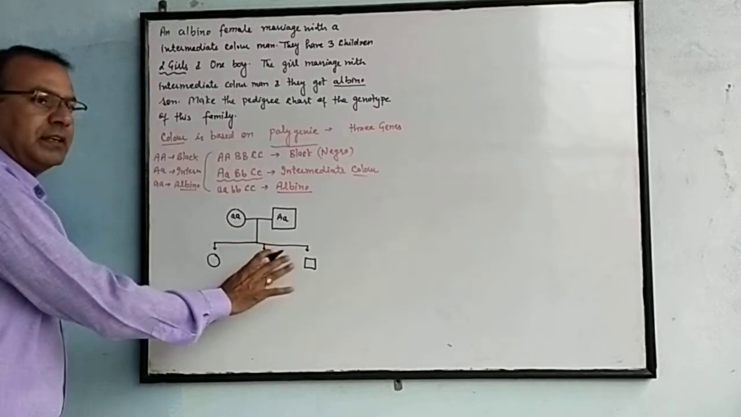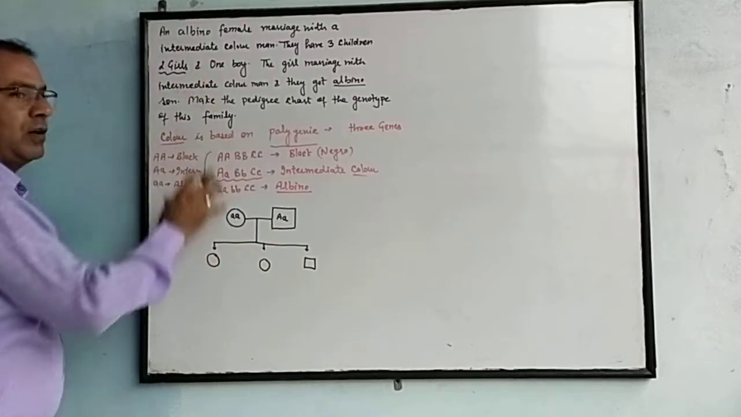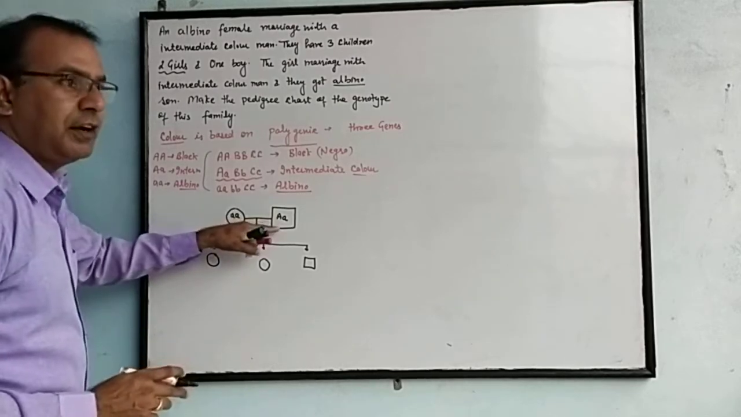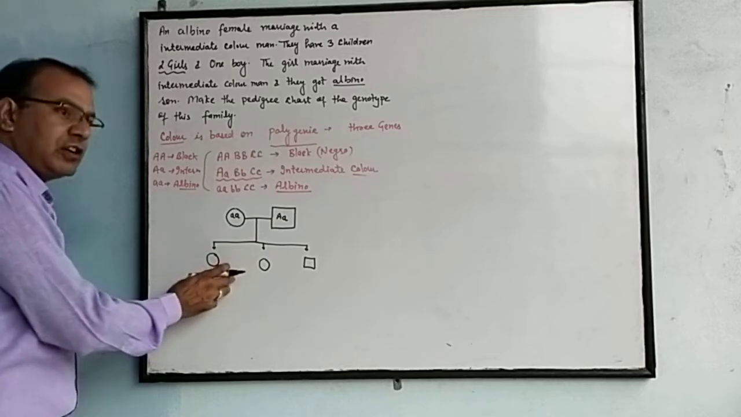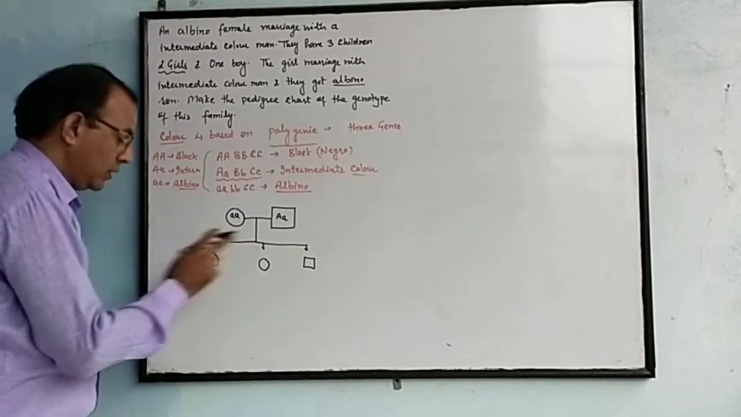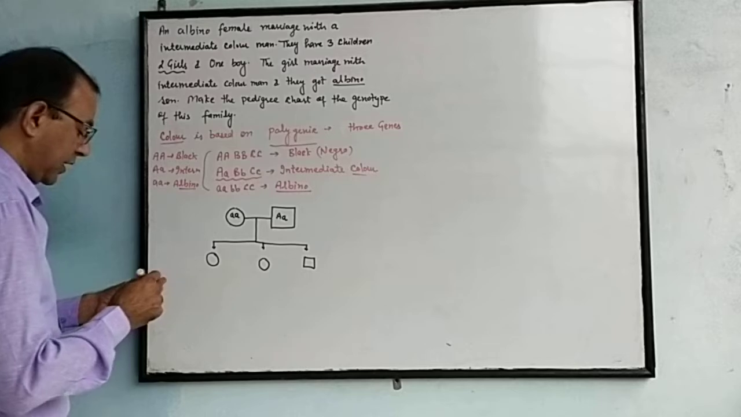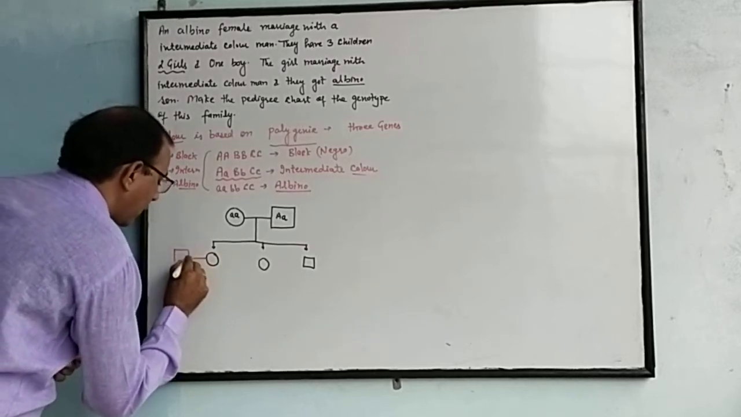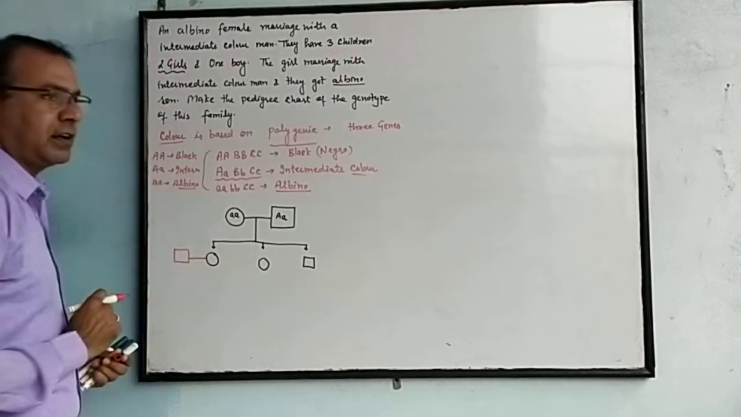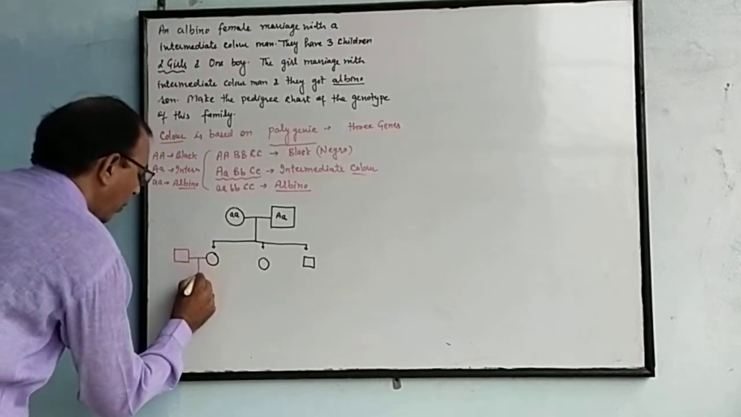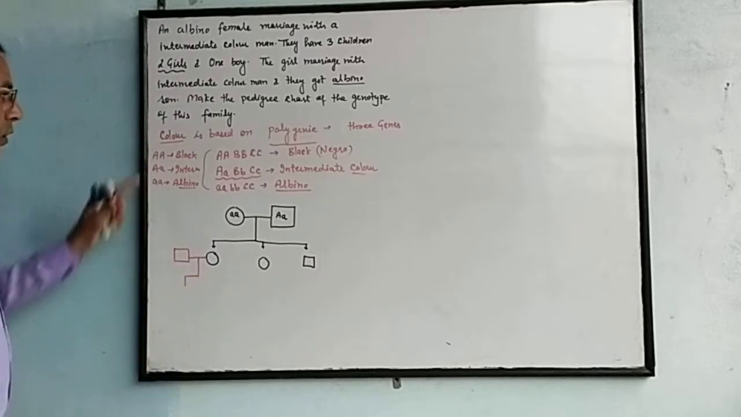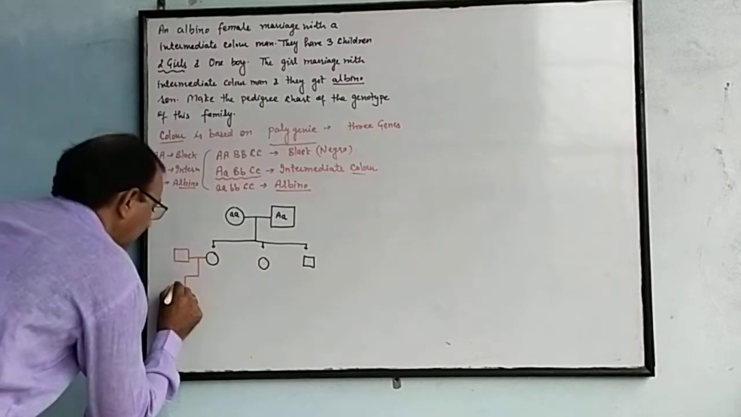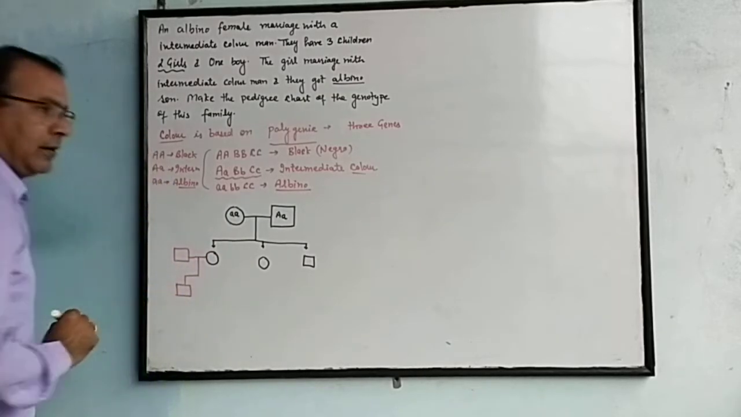Clear? We cannot represent the color yet. Firstly, according to the statement, an albino female marries an intermediate color man, and they got three children, two girls and one boy. This girl marries an intermediate color man. Then how did they get a son of albino color? Albino means white fair color. They got an albino color male.